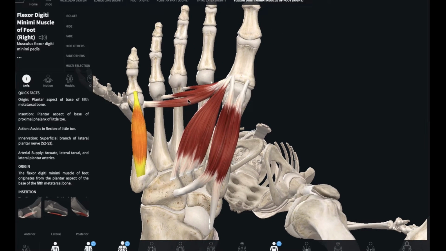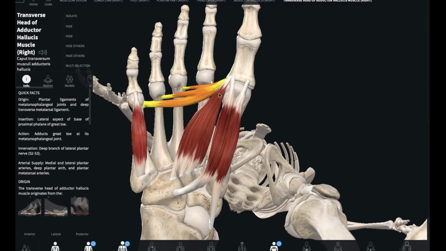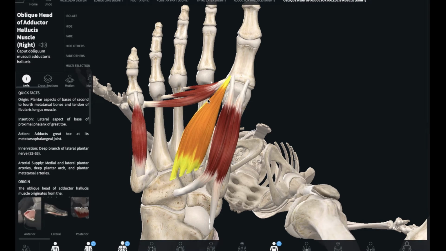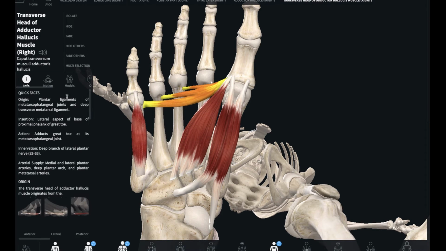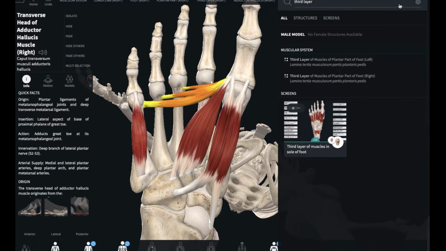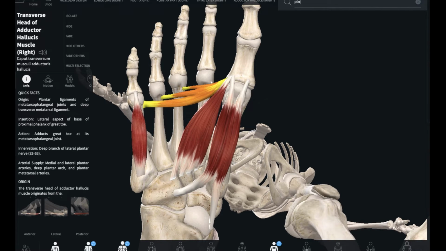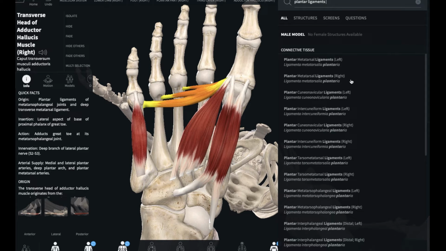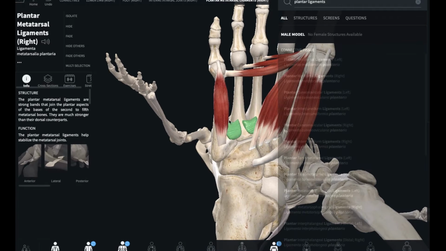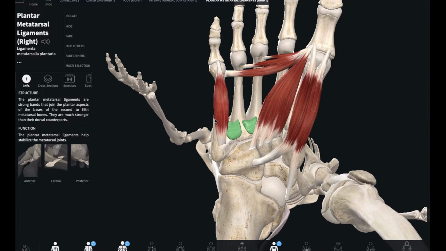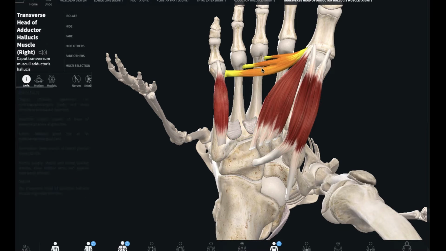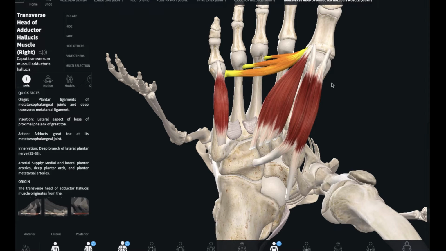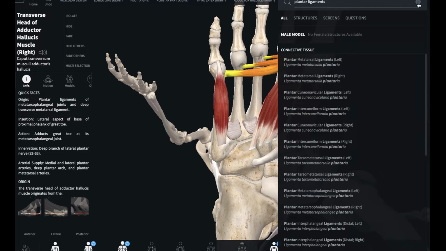Now let's start from here. Now this one, transverse head, oblique head. Now the transverse head originates from the plantar ligaments of the, okay, so let's search that up. Plantar ligaments, metatarsal. Okay, not sure how that connects, but it does apparently. Now the next one is the deep transverse metatarsal ligament.